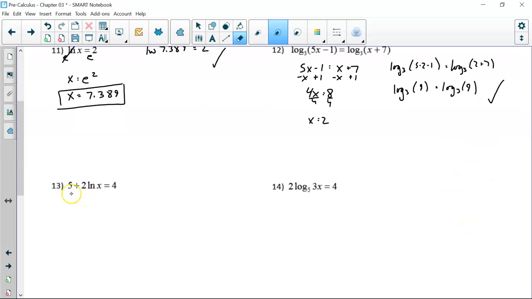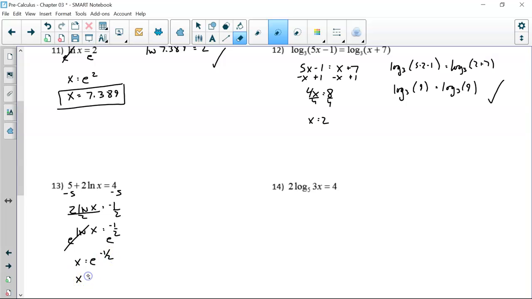Number 13. Isolate the natural log of x, so subtract 5 from both sides. 2 natural log of x equals negative 1. Divide both sides by 2. The natural log of x equals negative 1/2. To undo the natural log, use e. e to the natural log of x, they cancel. So x equals e to the negative 1/2.